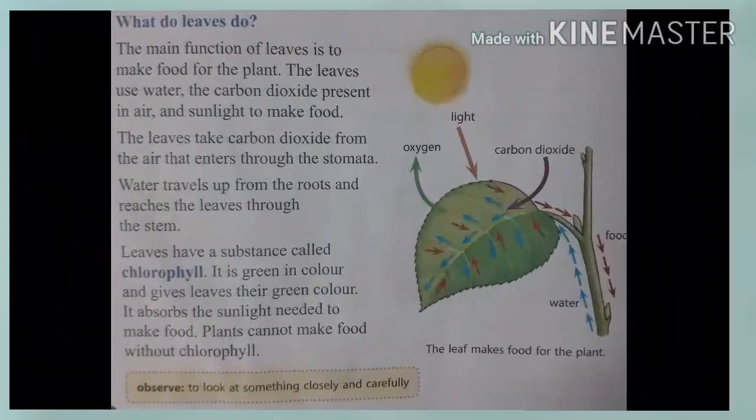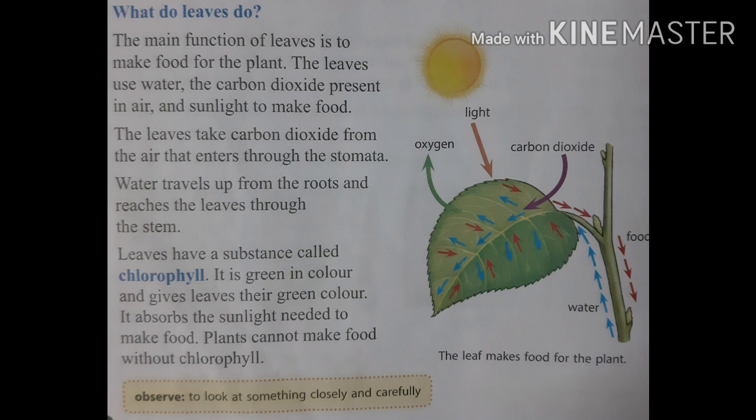What is chlorophyll? Yes, the green pigment which is present in the leaf. Then how does the carbon dioxide enter into the leaf? Yes, through the stomata. What do leaves do? The main function of leaves is to make food for the plants. The leaves use water, the carbon dioxide present in air and sunlight to make food. The leaves take carbon dioxide from the air that enters through the stomata.